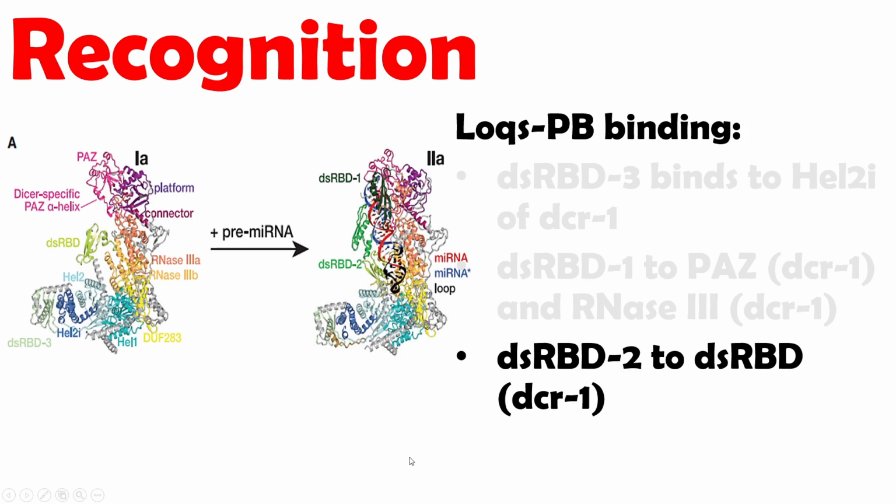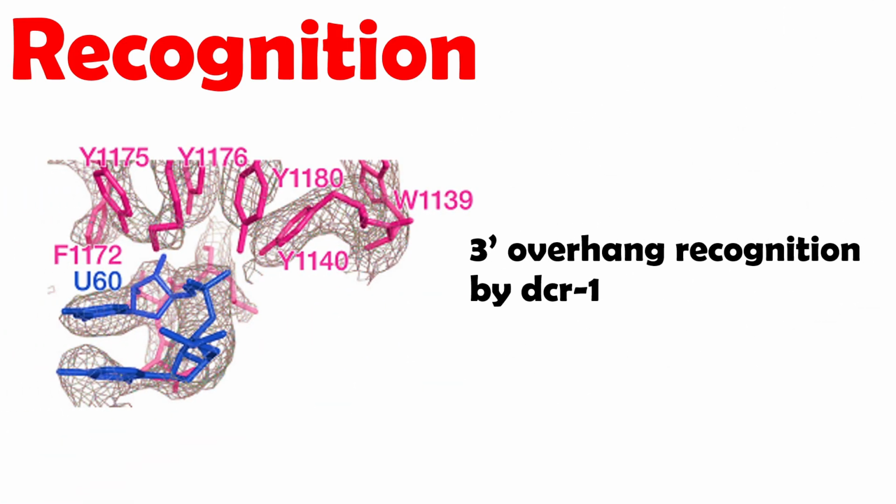Now we got to know about this LOXPB binding. Now we'll get to know about Dicer binding, how Dicer holds this microRNA. Dicer 1 here recognizes the two nucleotide 3' overhang region of the precursor microRNA. Specifically, it's from C59 position to U60 position. These are the two initial overhang nucleotides.